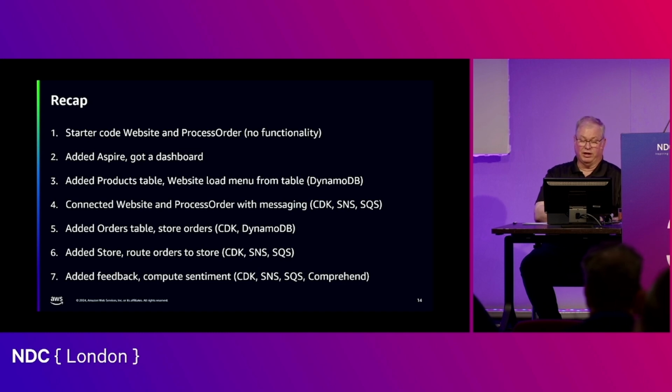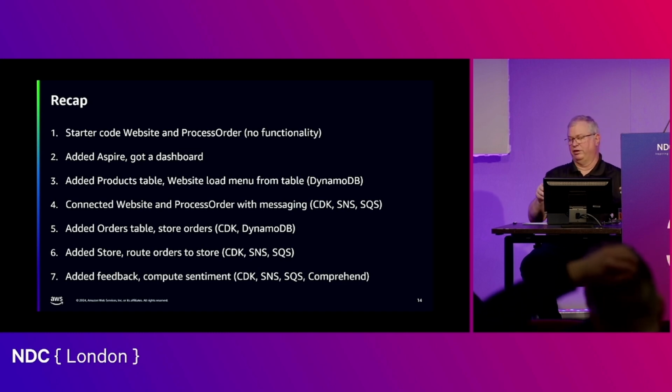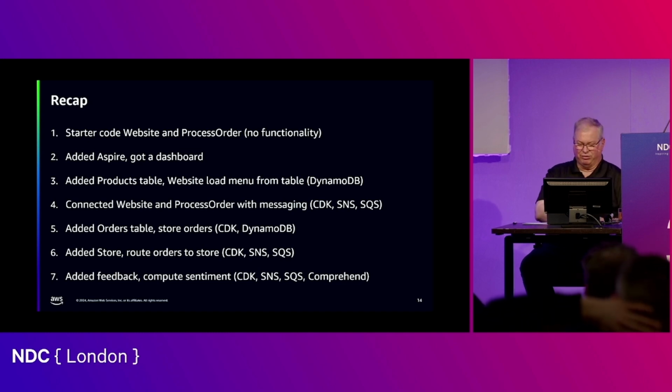We added the store backend. We routed orders in a simple way to the store. And then we added feedback and computed sentiment. We used Amazon Comprehend for that. So hopefully this illustrates to you that Aspire is a super supportive playground, in a sense, to add things to see how they work with an incredible amount of internal visibility.